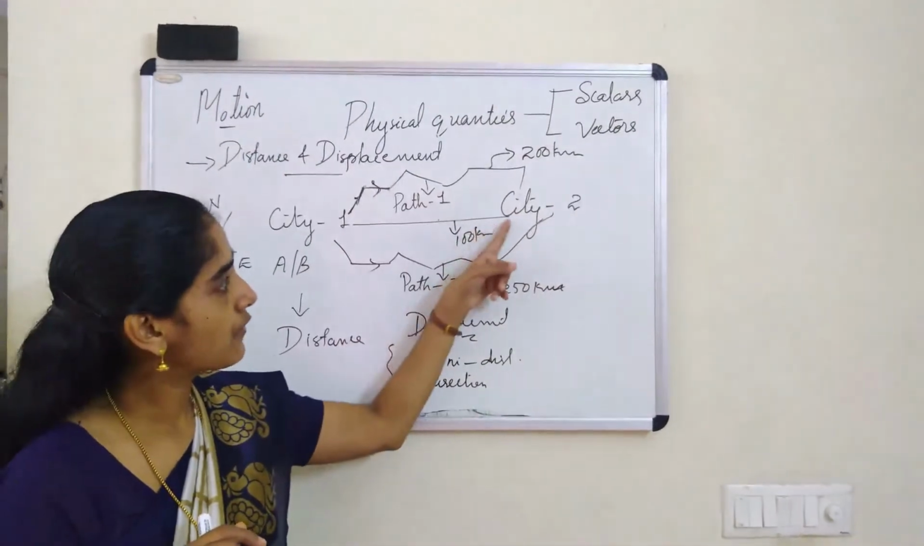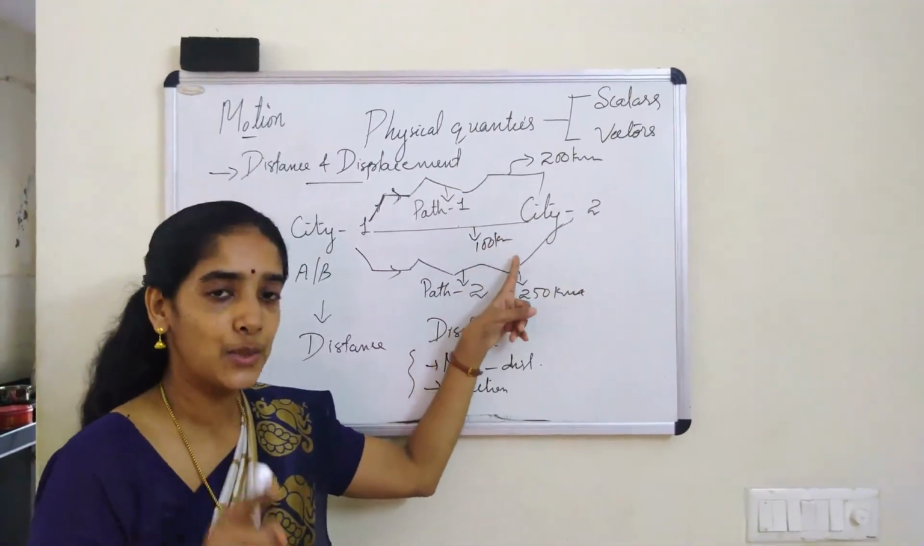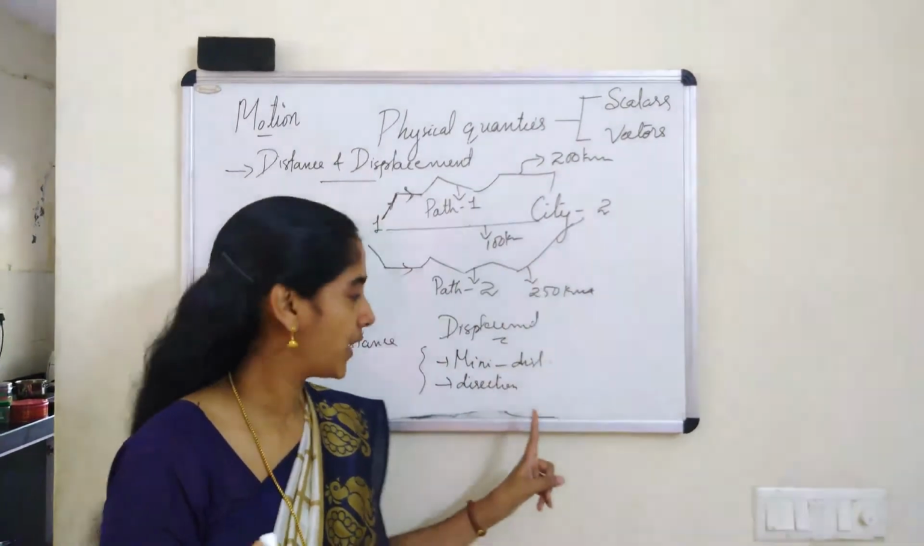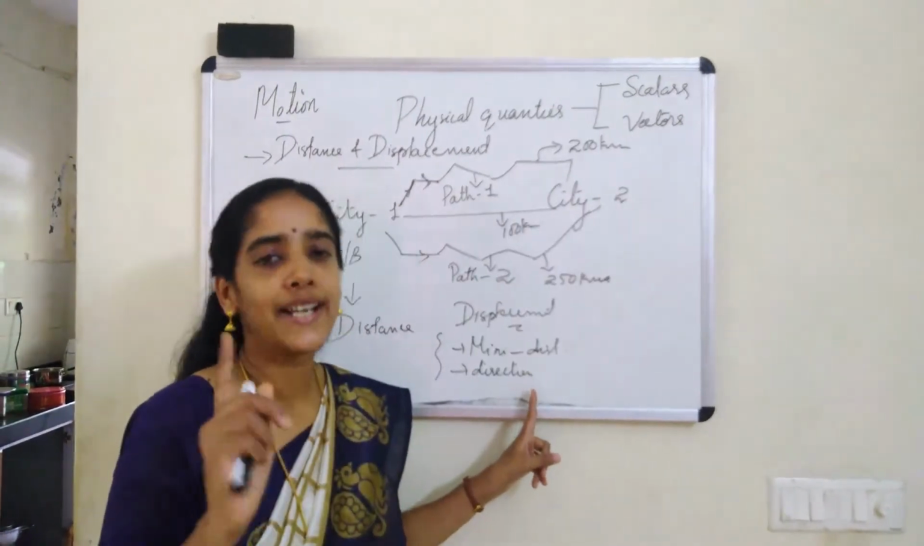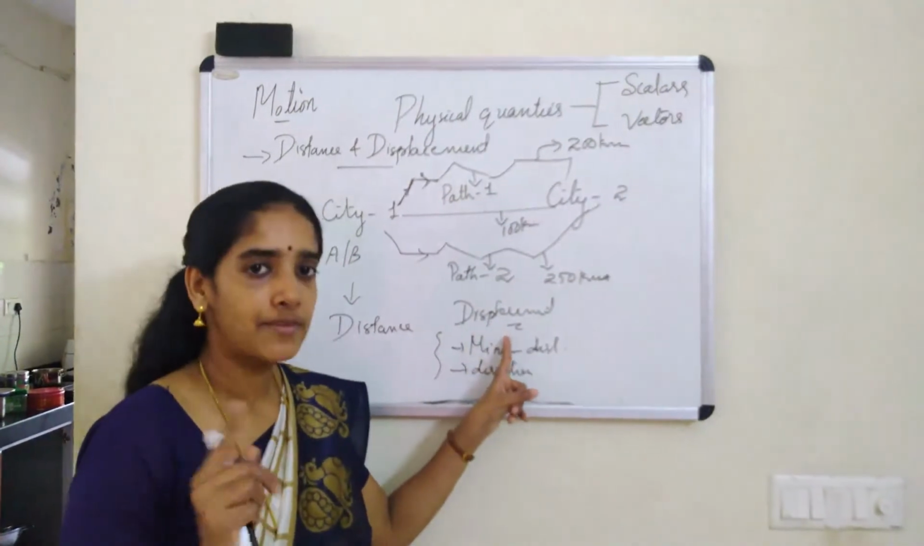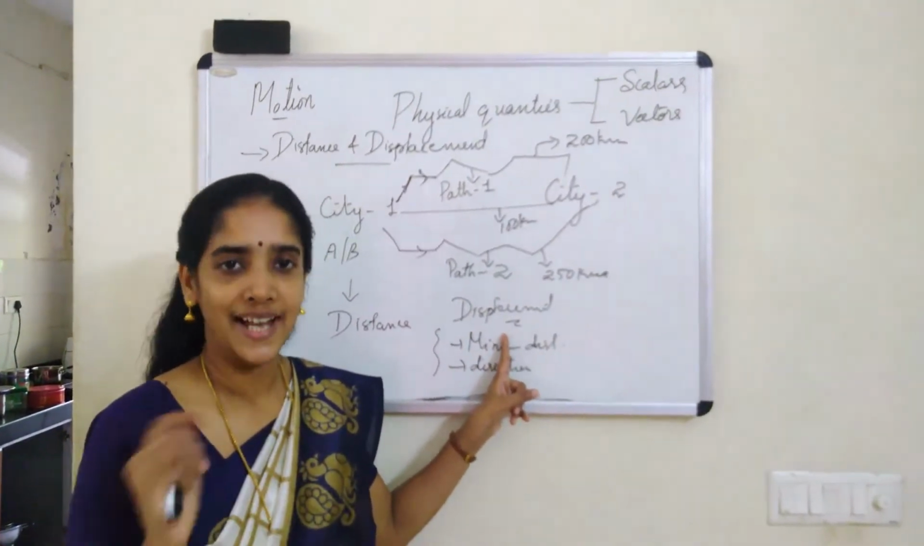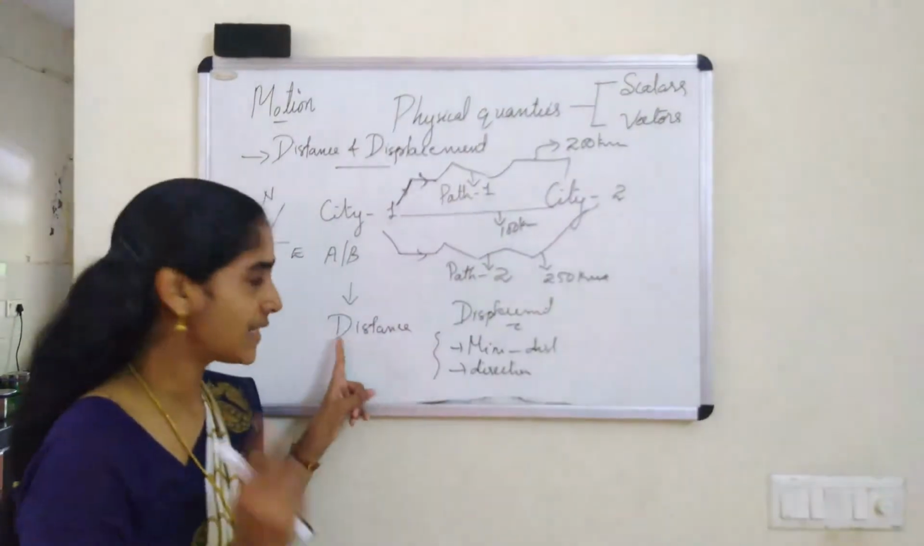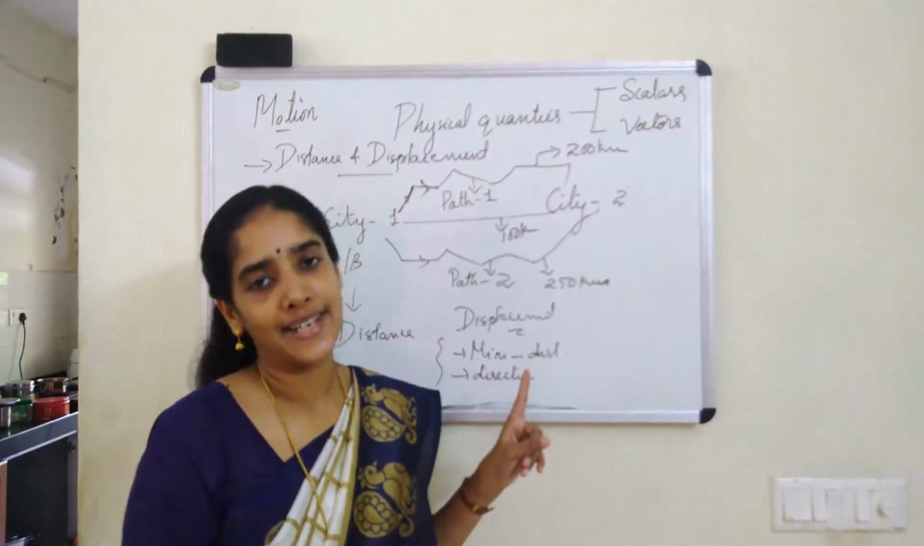What is the displacement of each one here? 100 km towards east. What is that 100 km? Magnitude. And what is the towards east? Direction. So here displacement has both magnitude and direction. So displacement, what type of quantity? Vector quantity. And distance, what type of quantity? It is a scalar quantity.